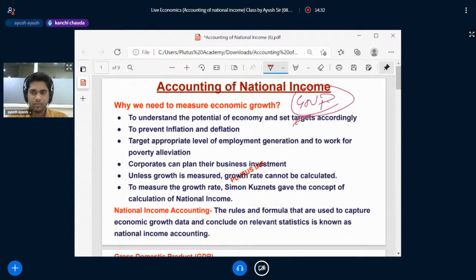So GNP is the total income generated by the domestic and the foreign residents of India. Domestic and foreign residents. See, first of all, Kanchi, what do you understand by residents? If you mention residents, foreigners will also come. If the foreigners are settled in India, if they are doing business in India, that means they are also the residents of India. But GNP is not about the foreign nationals. It is about the Indians, right? So instead of residents, you have to mention Indian citizen.